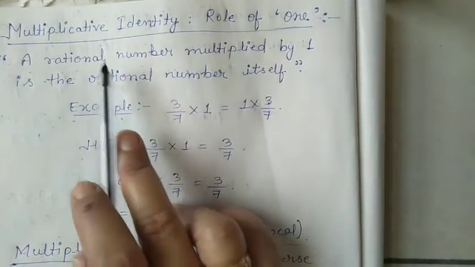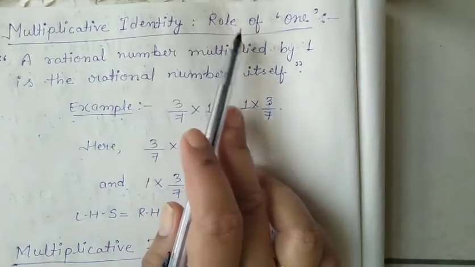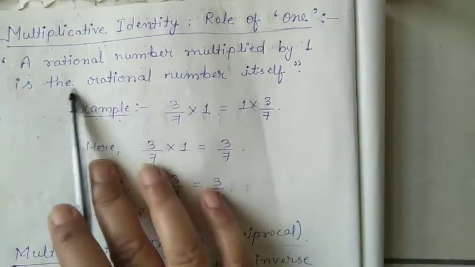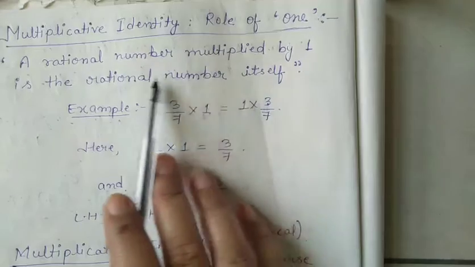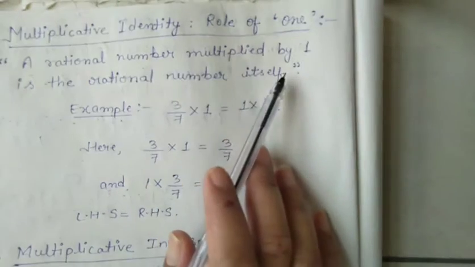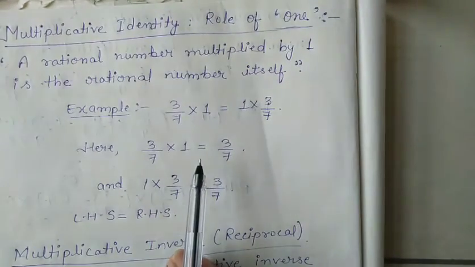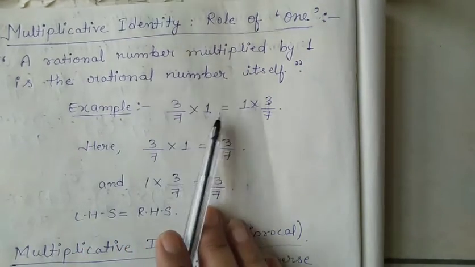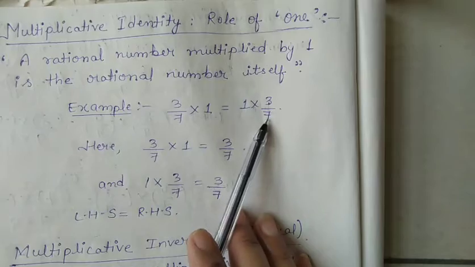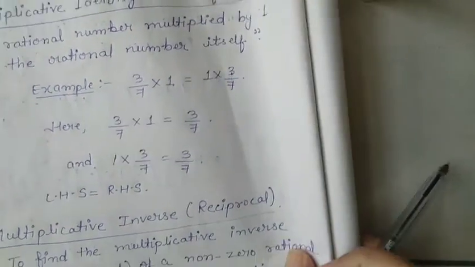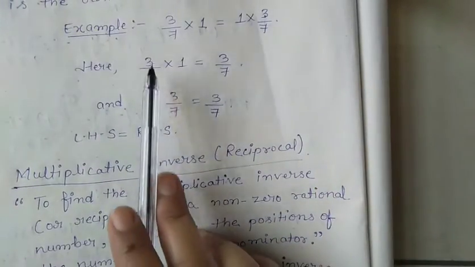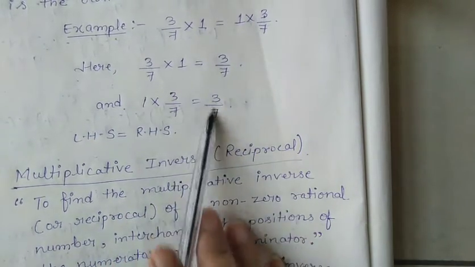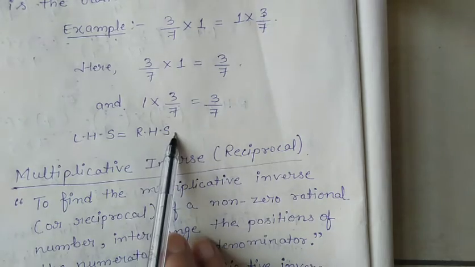The fourth property is the multiplicative identity, the rule of 1. A rational number multiplied by 1 is the rational number itself. When a number is multiplied by 1, the result is the number itself. For example, 3 by 7 into 1 is equal to 1 into 3 by 7. 3 by 7 into 1 is 3 by 7, and 1 into 3 by 7 is also 3 by 7. So LHS is equal to RHS.